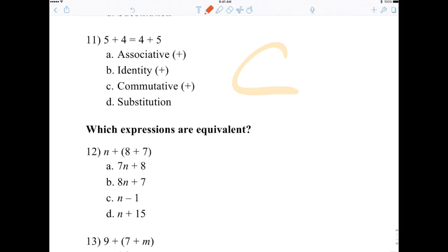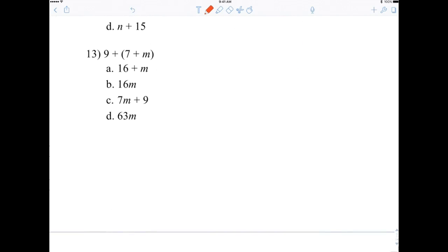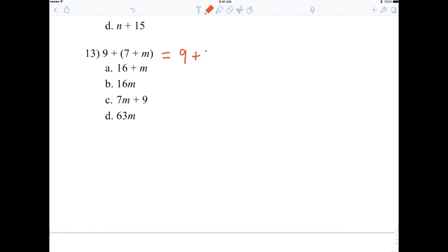Moving on. Question 13. Combining like terms. Now again, the parentheses here really don't mean anything because there's not an operation outside the parentheses. So that's just the same as 9 plus 7 plus M. And then I can combine the 9 with the 7. So my answer here is A, which is 16 plus M. Very nice. So we got A for number 13.